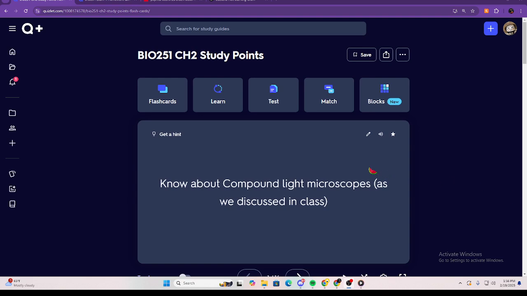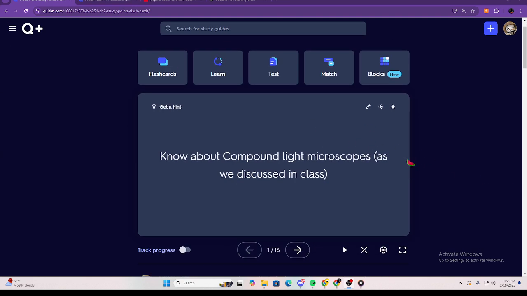So this is the chapter 2 study points. Basically, this chapter is all about microscopes and staining.